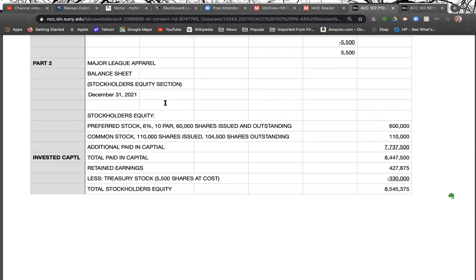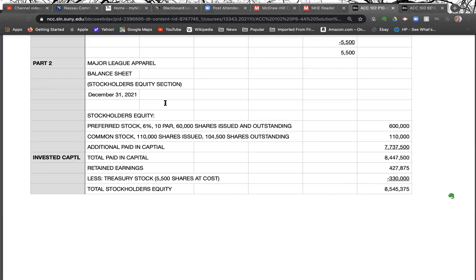So for preferred stock, what do you have? It's 6% preferred stock. That's the dividend. It has $10 par. There were 60,000 shares issued. There were also 60,000 shares outstanding. There's no treasury stock on the preferred, right? Typically, treasury stock is on common only.